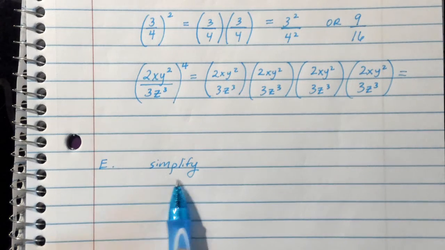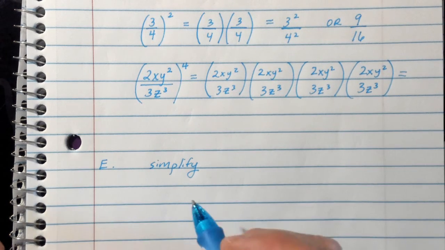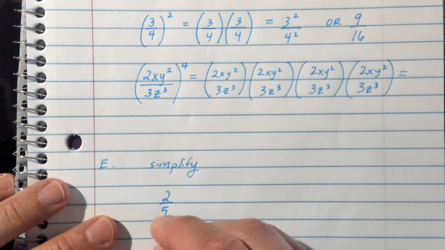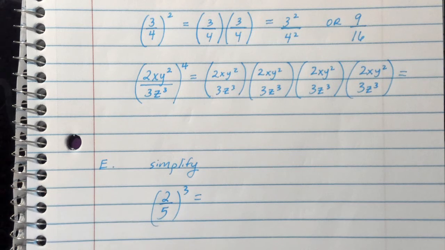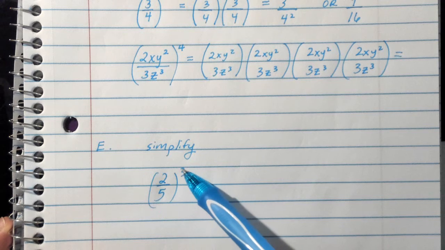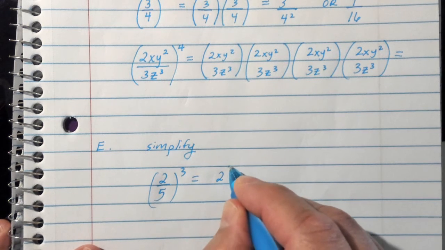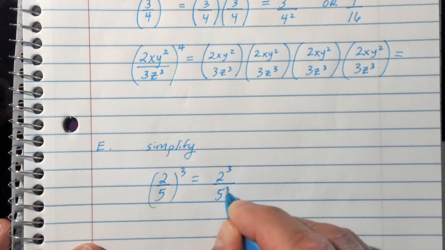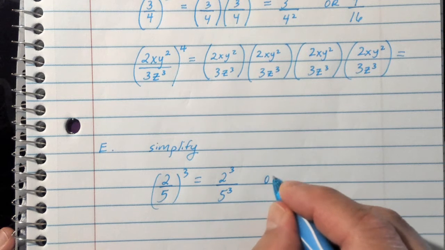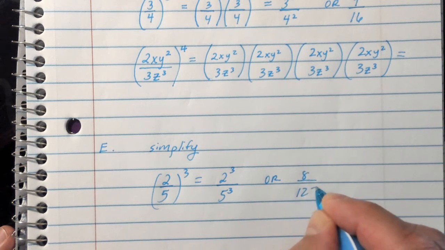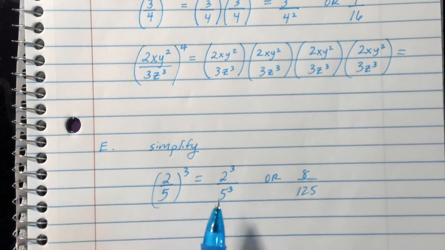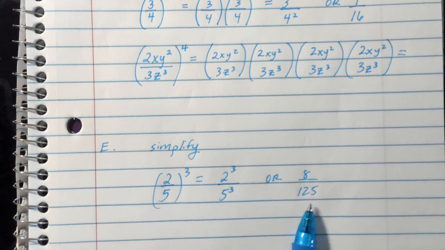Part E just says simplify, so we do not need to see any work. So let me do a couple of those. 2/5 to the 3rd power. Basically, everything inside the parentheses gets raised to the power of 3. So you get 2 to the 3rd and 5 to the 3rd. Yeah, that's what we want. Which is 8 over 125. Yeah. This is what we want to see though, not this. This is like bonus.